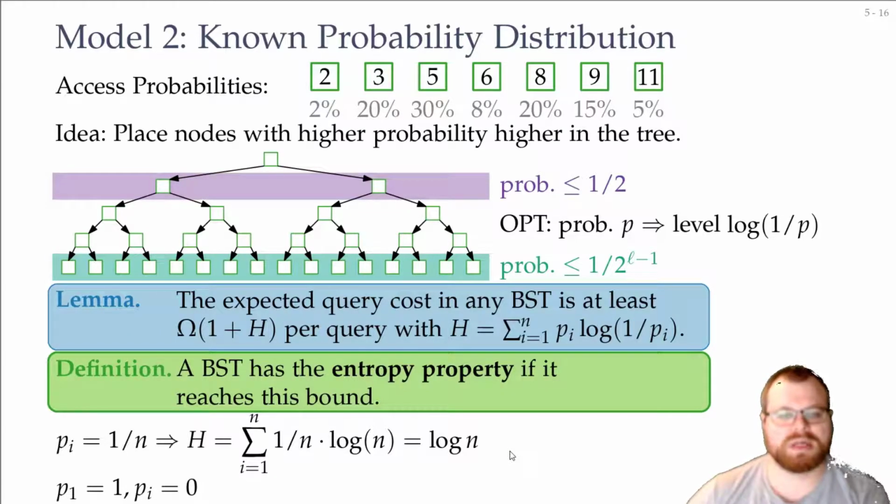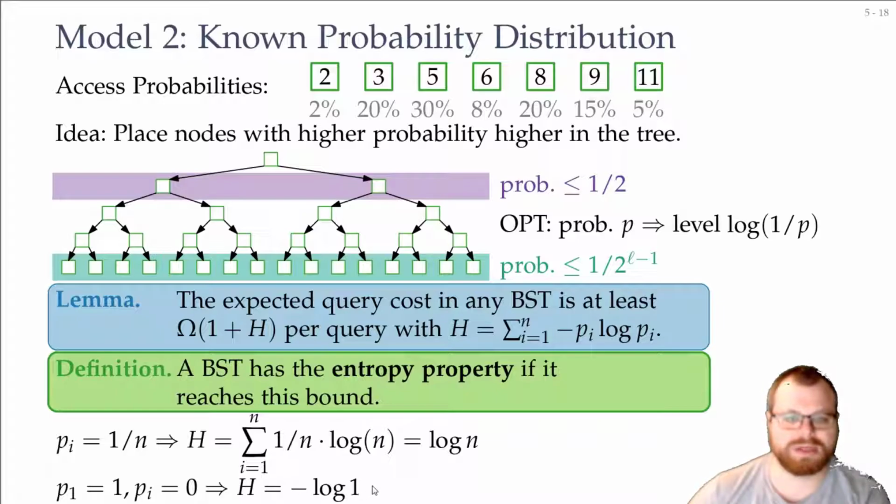Or one of them has the probability 1, so we will always query the same key, and the others have a 0. Now we see a small problem, because now we have 1 over 0 here, so let's rephrase this a little bit. We know that log 1 over something is just minus log the something, so we can rephrase this like this. And now if we sum this up, all of those are a 0 for all the p_i's except p_1, so this is just minus log 1, which is a 0. So the expected query cost is exactly 1 for each query because we put it at the root.